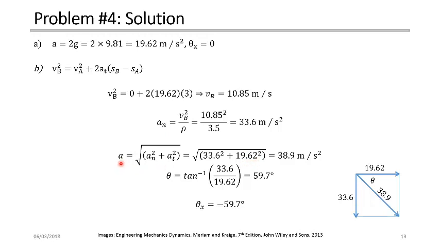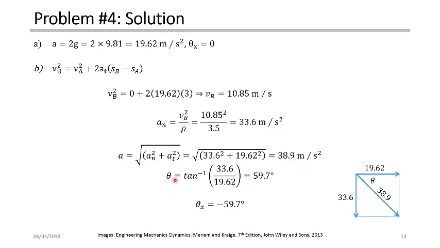So you see here that the acceleration is the square root of a_n squared plus a_t squared. So this is the total acceleration. The normal component of the acceleration is 33.6 squared, and the tangential component squared is 19.62 squared. So we have here 38.9 meters per second squared. So this is the total acceleration of the particle at point P, just immediately after point P.